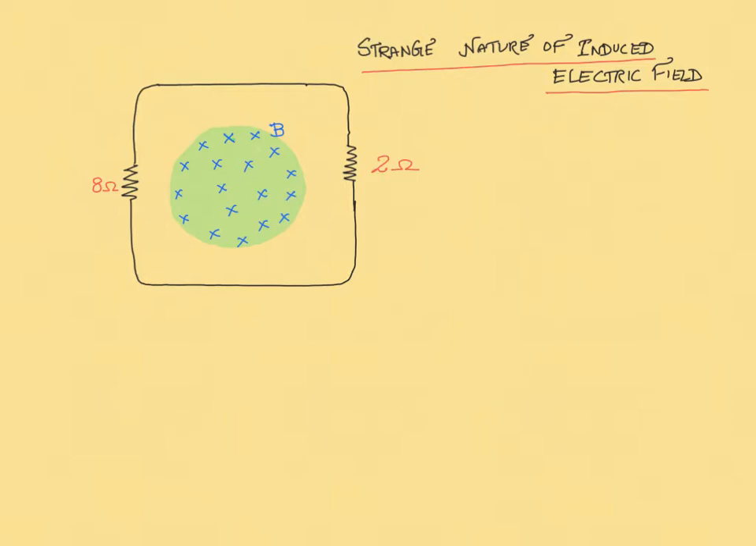Now this is the circuit. The circuit has two resistors. Let's name them R1 and R2. Say R1 is equal to 2 ohm and R2 is equal to 8 ohm, as in the figure.